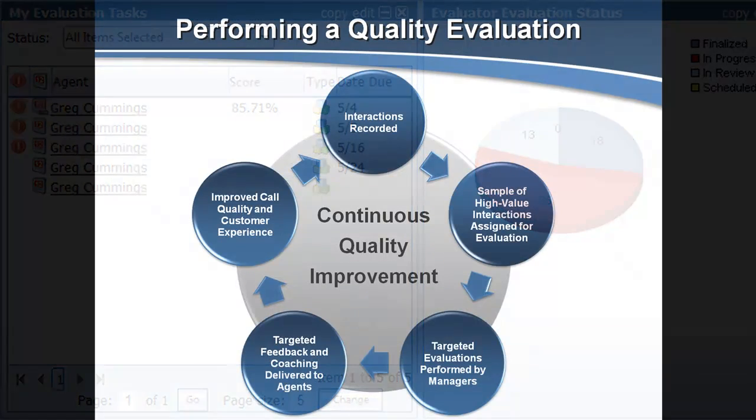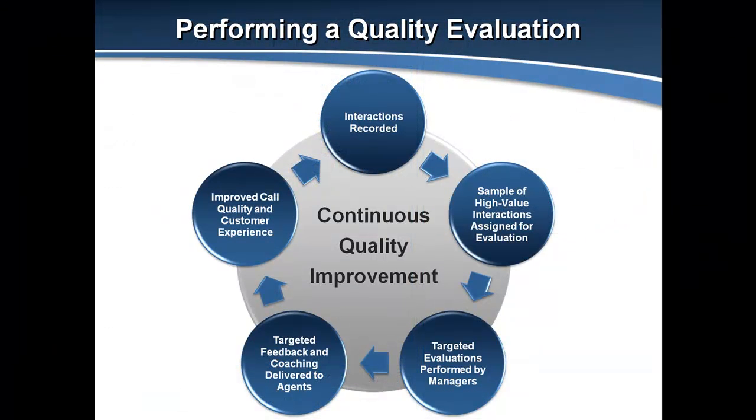Using predefined business rules, the system automatically assigns a random sampling of calls for the QA analyst or manager to evaluate. For example, you can create a rule to select a random sample of all calls with a handle time of over 5 minutes, or create a rule to select all calls that were not resolved on the first call in order to improve first contact resolution.